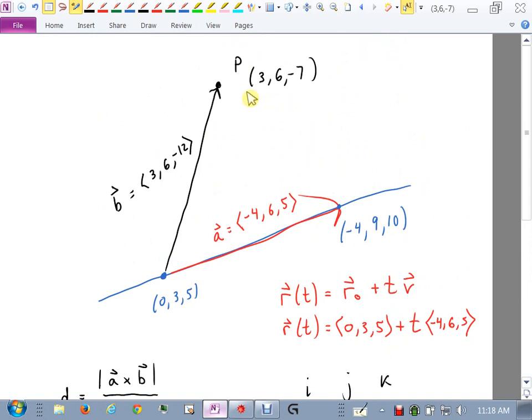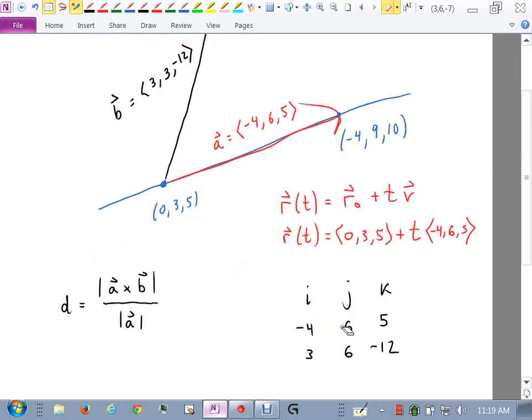The point originally given was 3, 6, -7. Right here? This should be, yeah, that should be 3. Y'all fix that. Sorry, my mind is just up here. I put the wrong one.